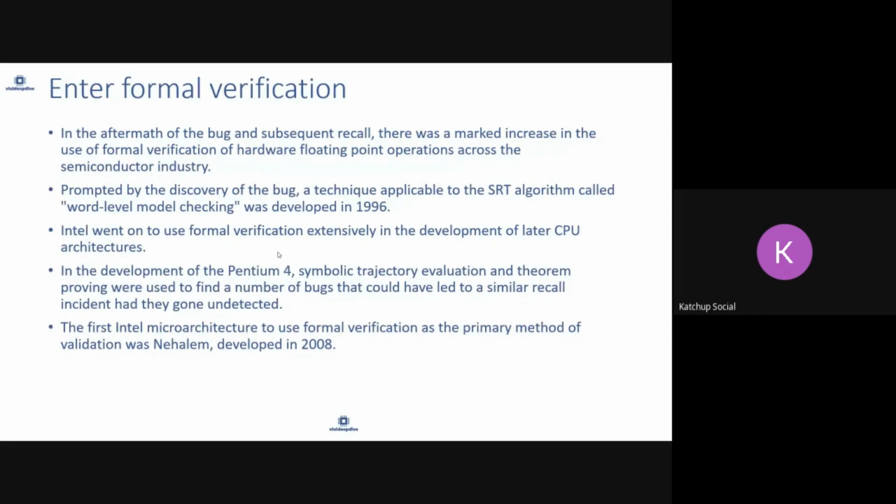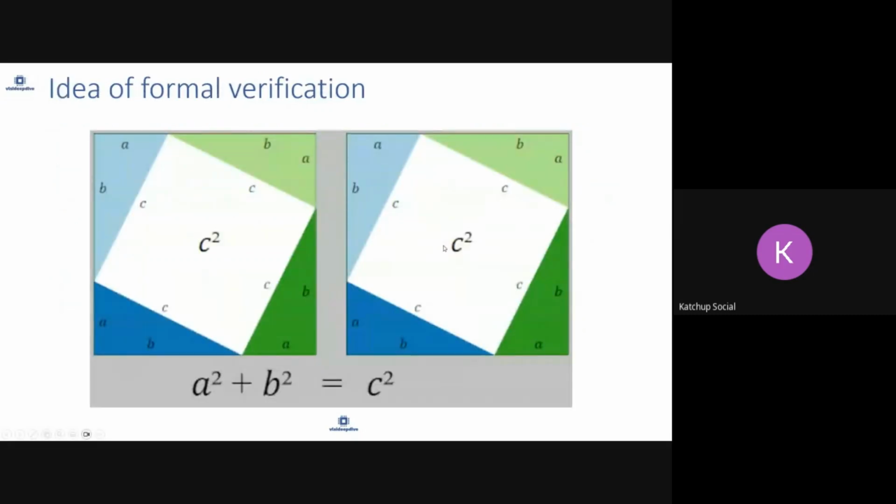Intel then went on to use formal verification very extensively later in the CPU architecture. There were multiple verification strategies they used, and tools and technologies were developed. Even as Intel used it, the EDA vendors came out with a lot of tools and technologies to do formal verification, which we'll talk about as we go along. So this was the history of formal verification. How did it come into the picture? It came into the picture because the cost of incomplete coverage was very high.